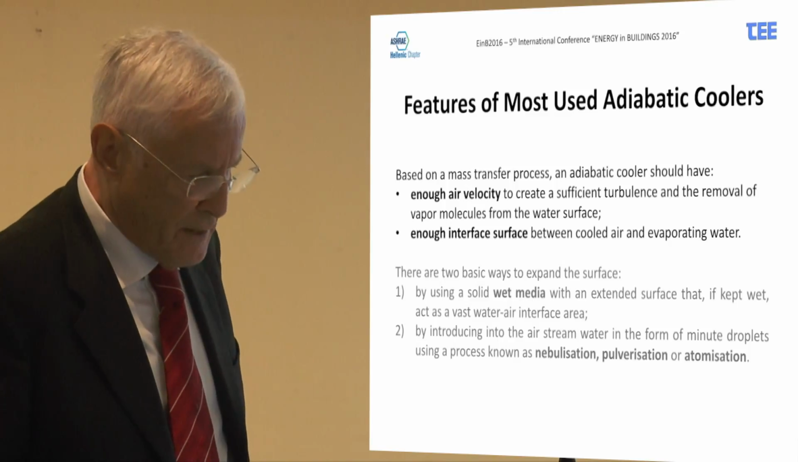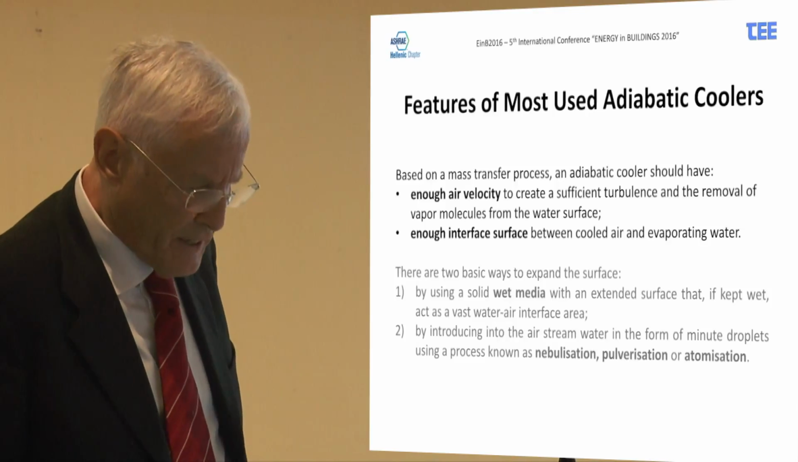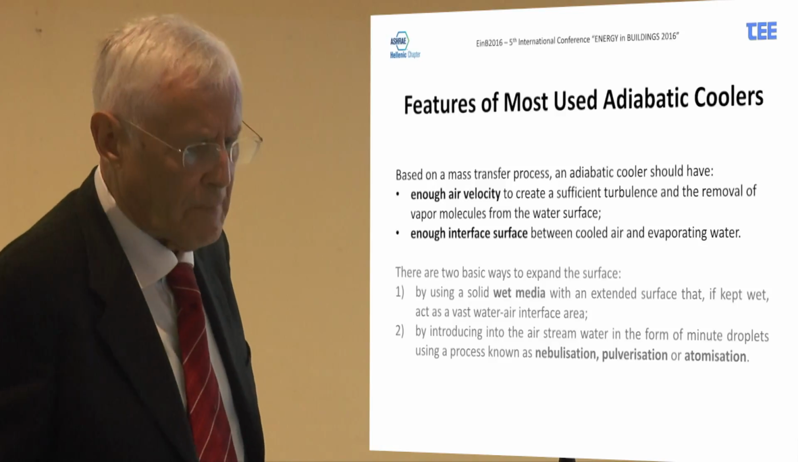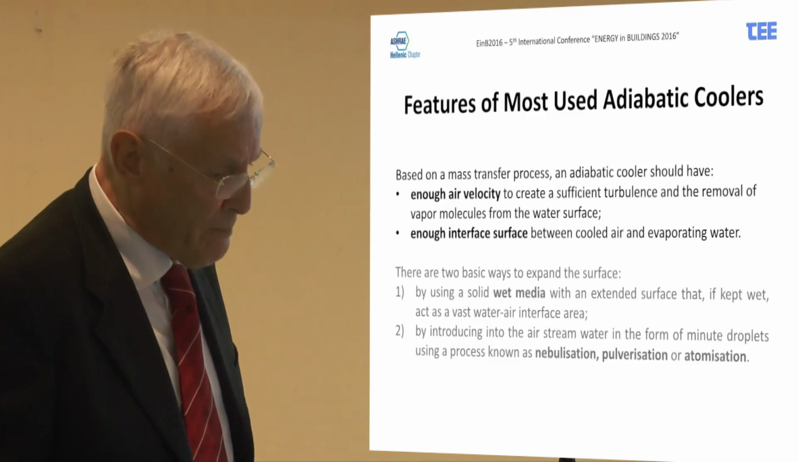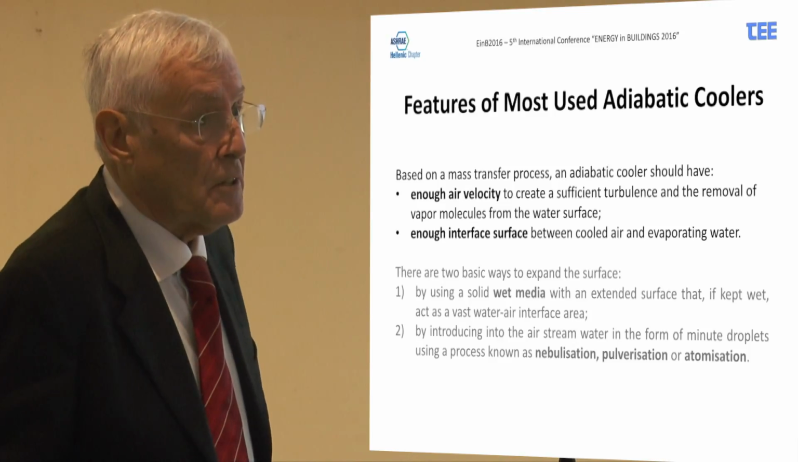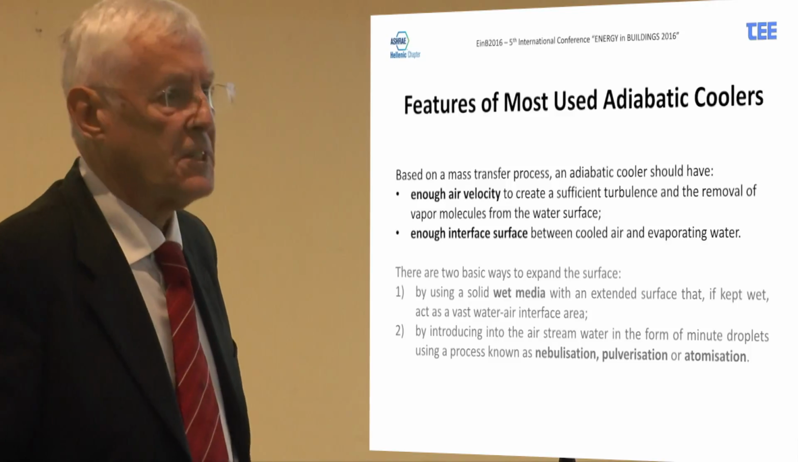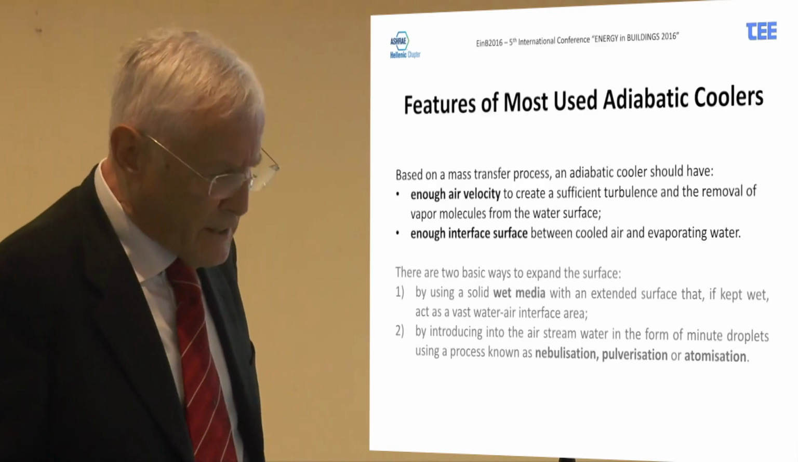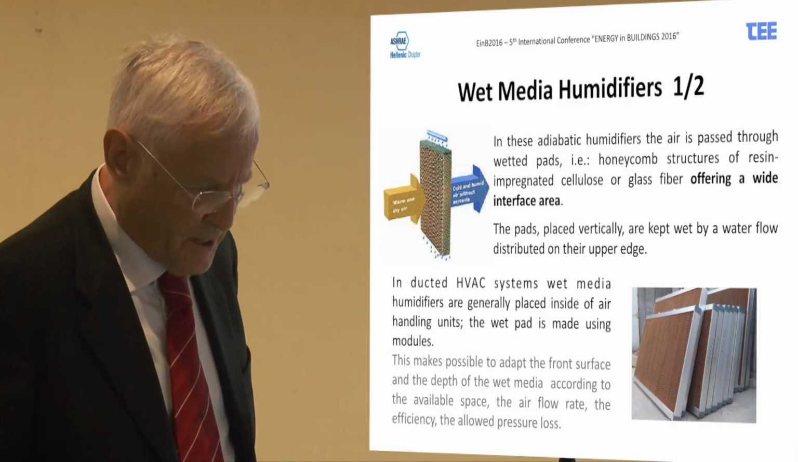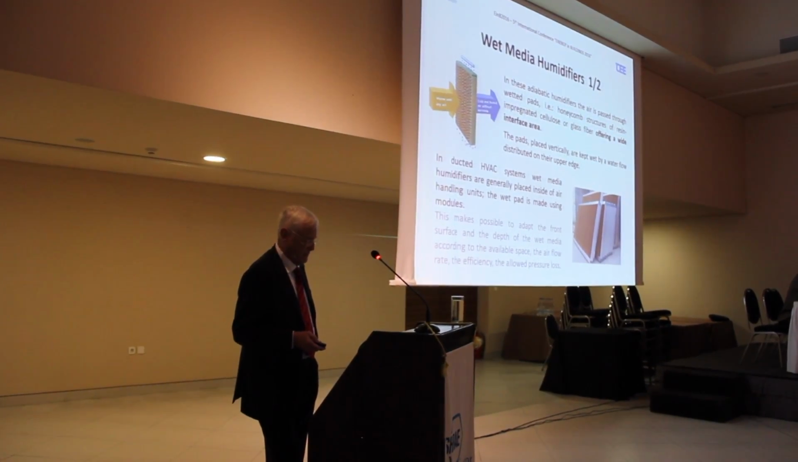Which are the most used adiabatic coolers? Well, first of all, they must have enough air velocity to create sufficient turbulence and the removal of water molecules from the water surface. So they must create a certain turbulence. And they must have enough interface surface between the air and the evaporating water in order to allow the mass and heat transfer. The most used systems are the wet media humidifiers. In these adiabatic humidifiers, the air is passed through wetted pads, which are made of honeycomb structures of resin-impregnated cellulose or glass fiber, offering a very wide interface area.